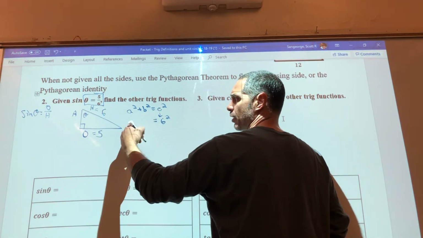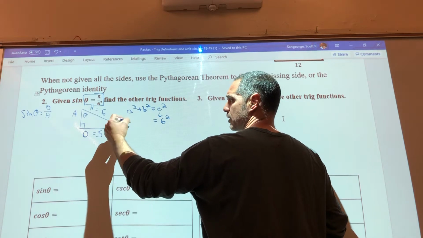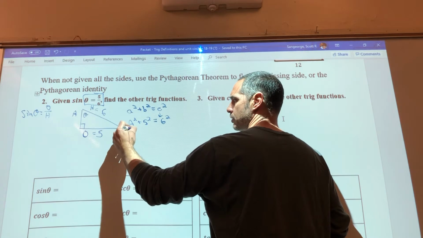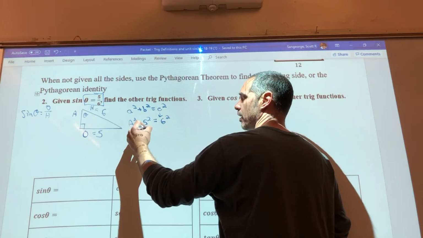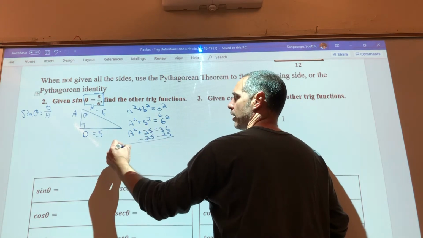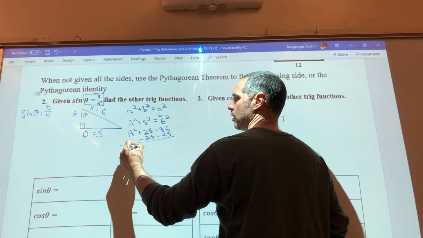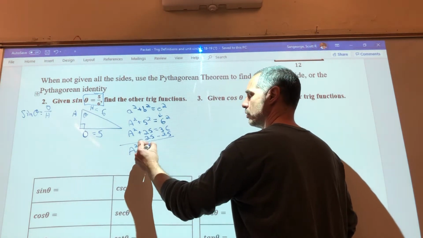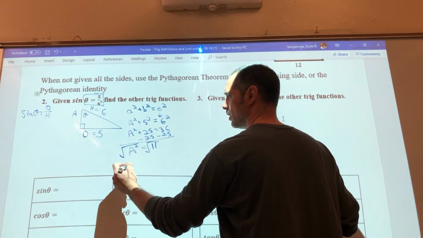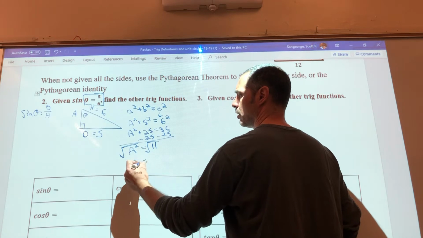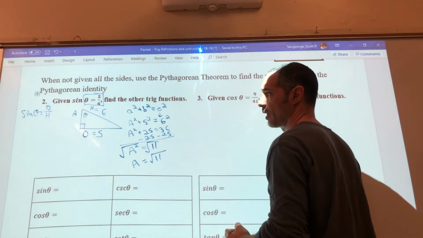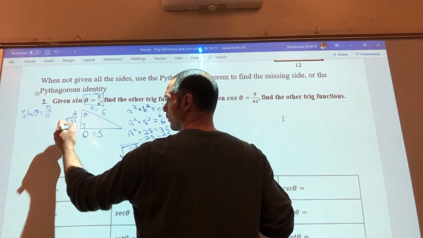And then opposite can go in either one of these places. So I'm going to call this adjacent squared plus 5 squared. So adjacent squared plus 5 squared is 25. 6 squared is 36. Subtract 25 from each side. I get the adjacent side squared is equal to 11. In order to solve, I take the square root of both sides. And so the square root of a squared is a, that's the adjacent, and it's equal to the square root of 11. And so this is the square root of 11.